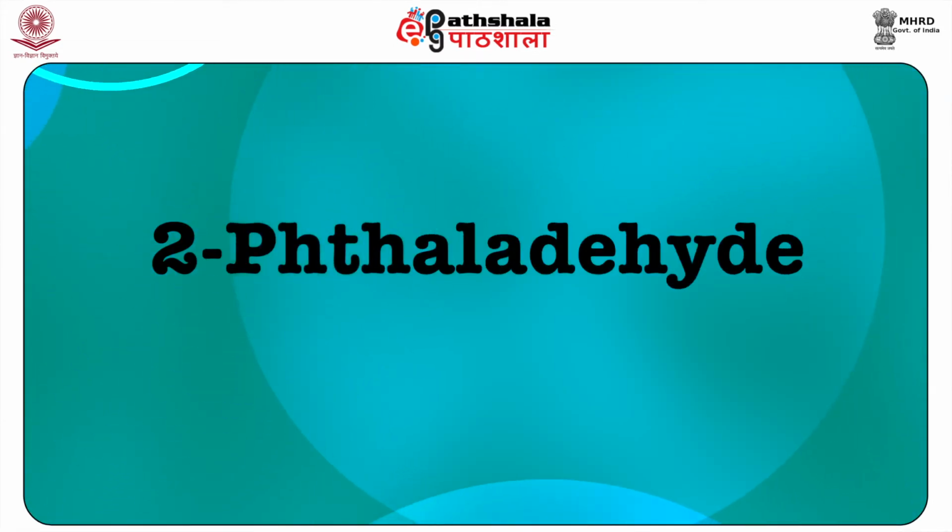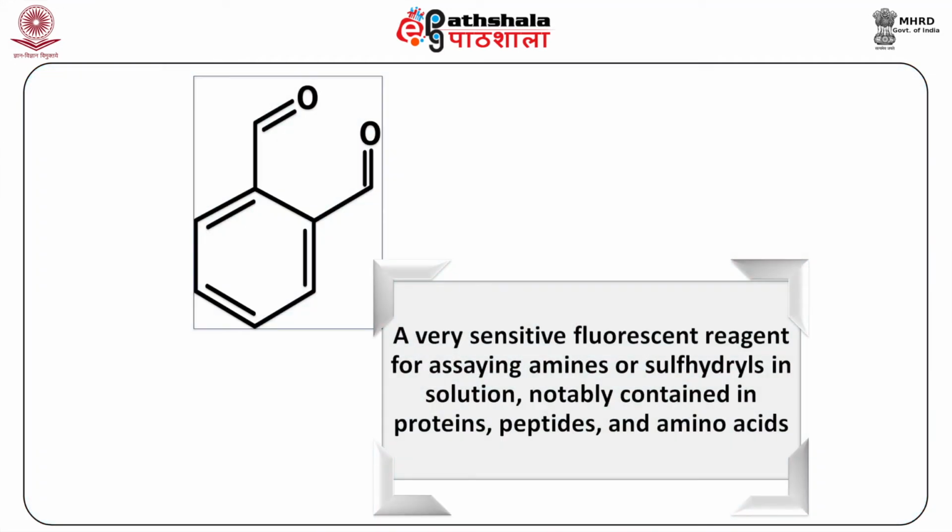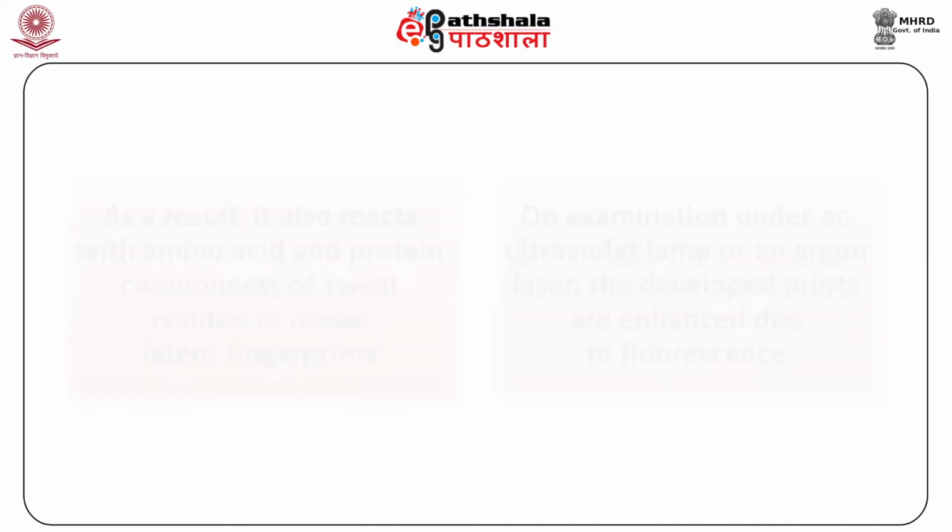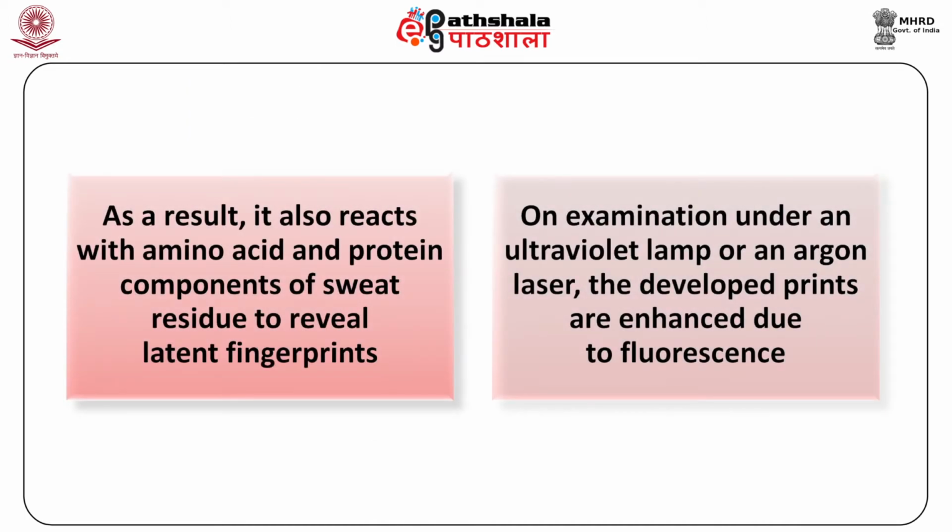Second is o-phthalaldehyde. O-phthalaldehyde reagent, the structure of which is set out in the figure, is used as a very sensitive fluorescent reagent for assaying amines or sulfhydryl in solution, notably contained in proteins, peptides, and amino acids. As a result, it also reacts with amino acid and protein components of sweat residue to reveal latent fingerprints on examination under an ultraviolet lamp or an argon laser. The developed prints are enhanced due to fluorescence.